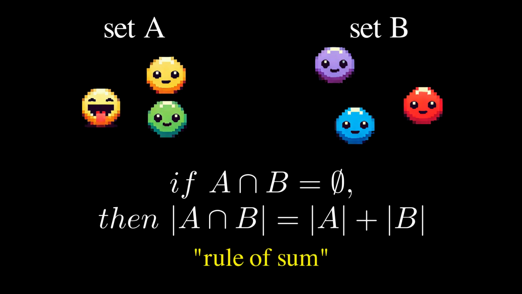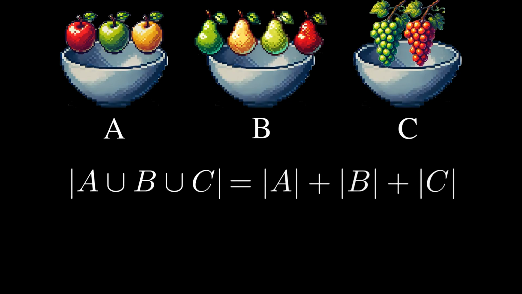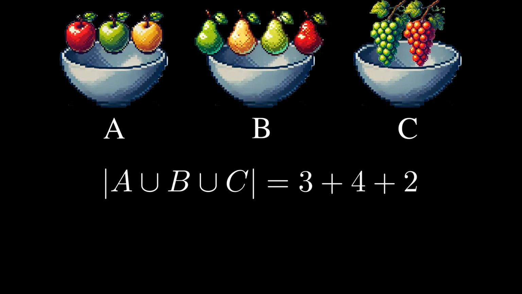Let's take an example. Imagine you have 3 bowls of fruit and you want to determine how many different fruits you can choose from. If the fruits in each bowl are unique, you can just count how many fruits are in each bowl and add the numbers together.